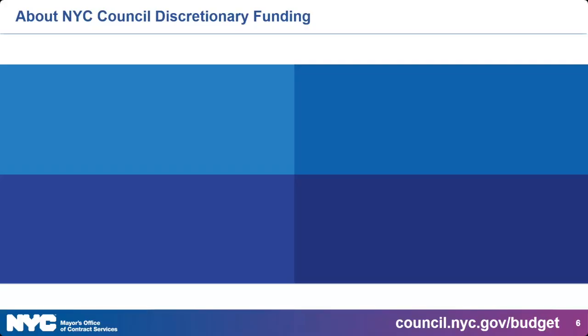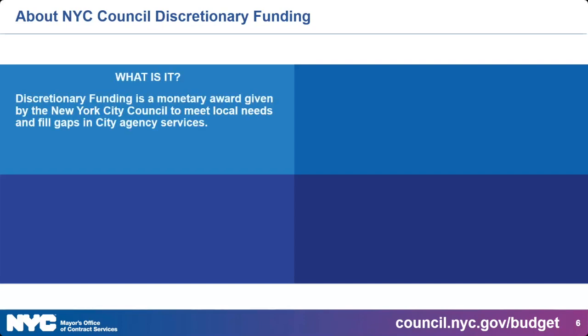Here are the basics of the New York City Council discretionary funding. First of all, what is it? Discretionary funding is a monetary award given by the New York City Council to meet local needs and fill gaps in city agency services. It is money allocated from the city's expense budget in accordance with the Procurement Policy Board rules. Unlike competitively awarded agency contracts, discretionary funding contracts are awarded for a single fiscal year.